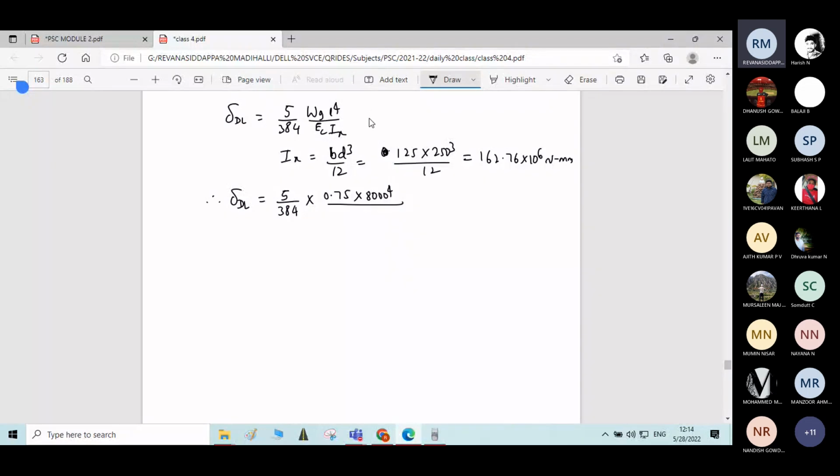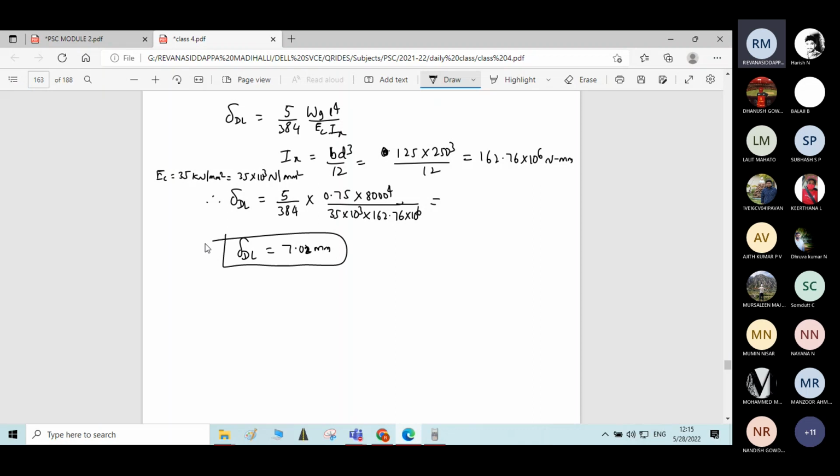In terms of Newton per mm square, it is 35 into 10 power 3 Newton per mm square. So 35 into 10 power 3 into Ix, 162.76 into 10 power 6. We get the answer as 7.02 mm. Positive sign indicates the deflection is in downward direction.